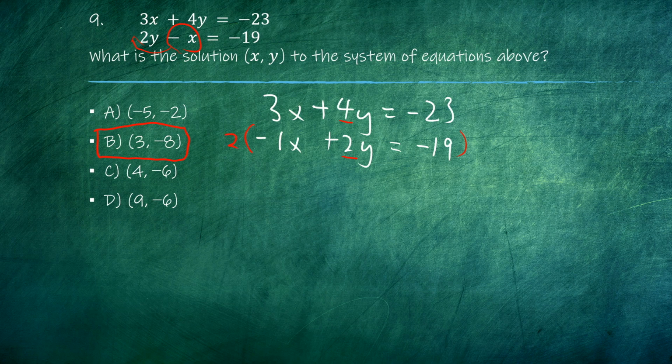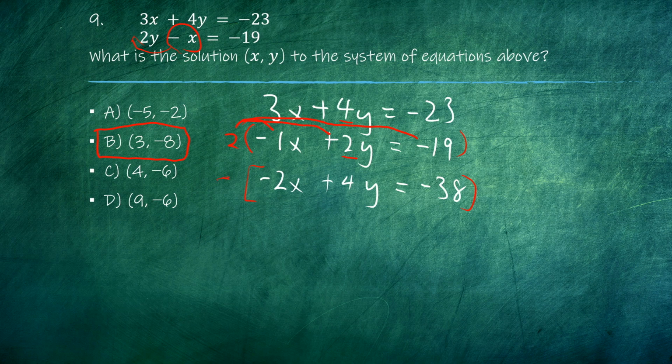Because remember, when we do that, we have to multiply each of the terms of the equation by 2. So the equation becomes 2 times negative 1 is negative 2x plus 2 times 2 is 4y, and 2 times negative 19 is negative 38. So now we have two equations, and to get rid of the y, we can just subtract the second equation from the first equation. So let's do that.